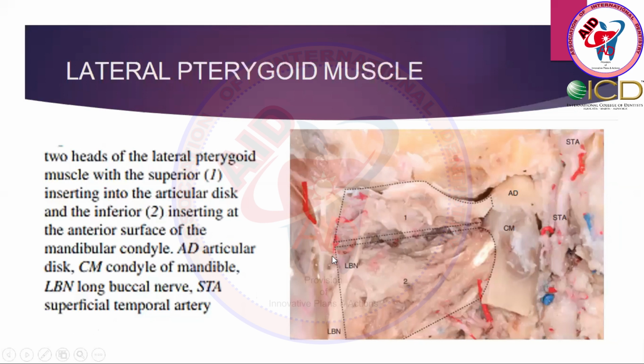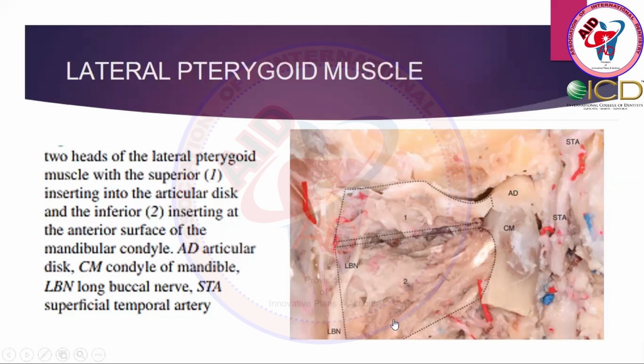Now here you can see a very good orientation. The small portion is number one, which is attached to the disc of the mandible. In the case of the lower head, which is the bigger head, it is attached to the neck of the mandible. This is the superficial temporal artery. This is the temporal area. The zygomatic bone is cut, and that is the condyle of the mandible, which is cut right here. And that is what you see from the cadaver.